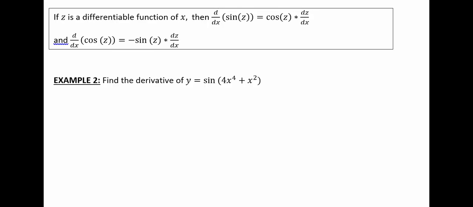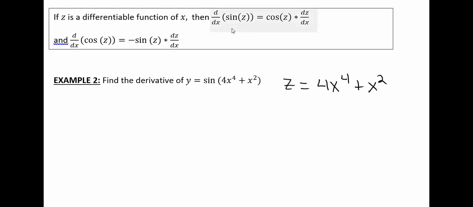Find the derivative of y equals sine of 4x to the fourth plus x squared. So here, I need to figure out what my z is, my inside function from my composite function. So here, my z is 4x to the fourth plus x squared.